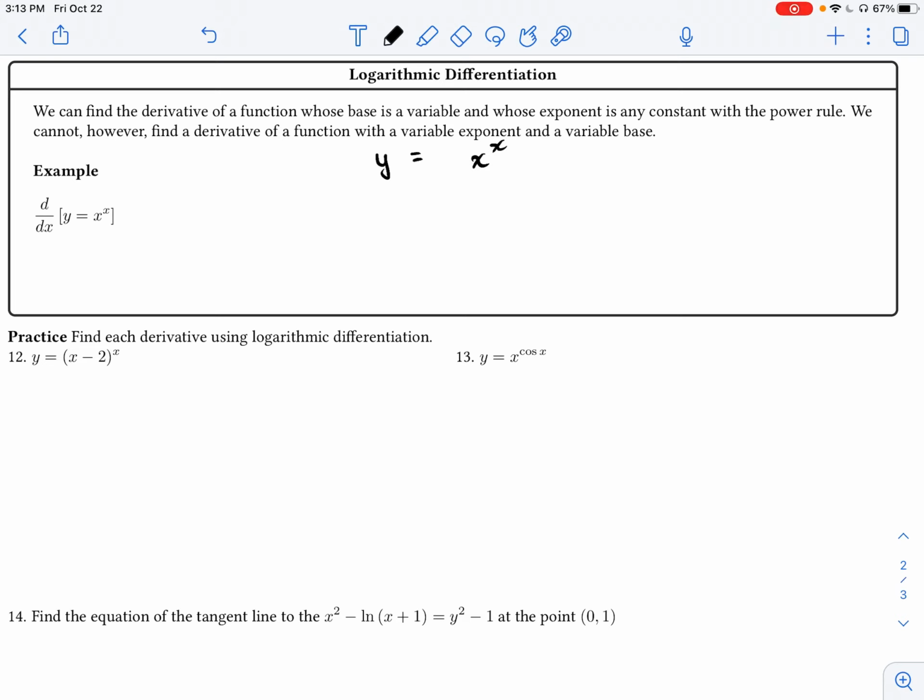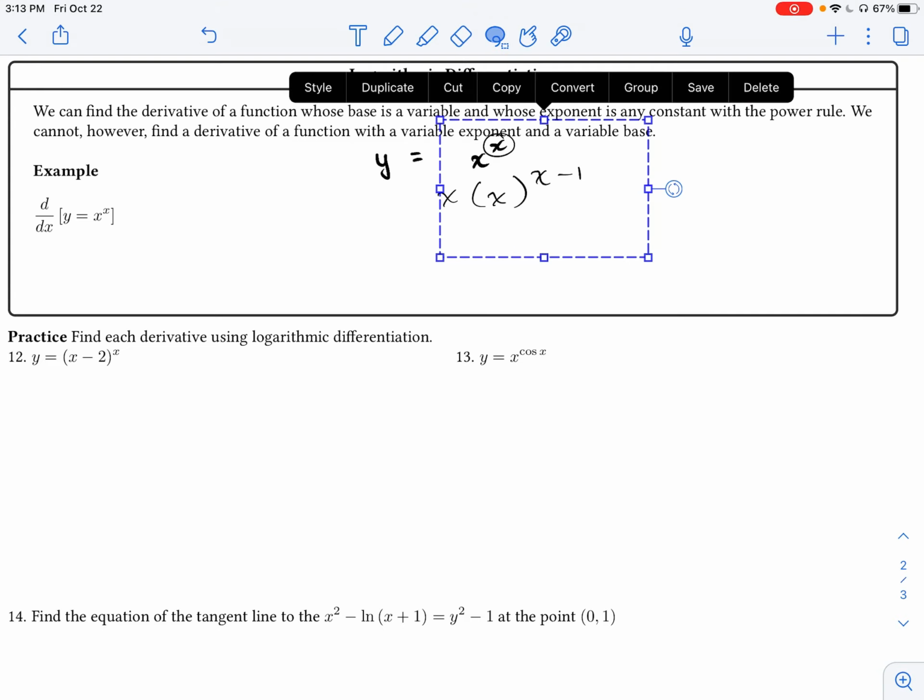We can't apply the power rule here. That is to say, we can't do something like say that this is x times x raised to the x minus 1 power. It just simply doesn't work that way. So what can we do now?